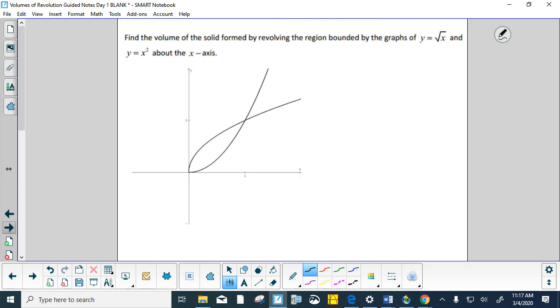All right, so here we go. We're going to find the volume of the solid formed by revolving the region bounded by the graphs y equals the square root of x and y equals x squared about the x-axis. So my axis of rotation is the x-axis. And I've got the graphs here for you. So which one is x squared, and which one is the square root of x? The bottom one is, yeah. So this is y equals x squared, and then we have y equals the square root of x.